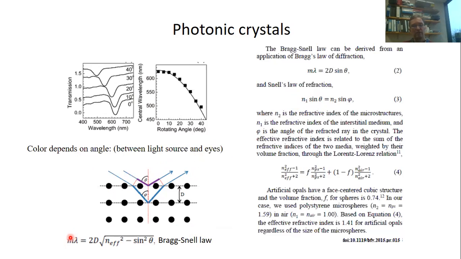photonic crystal. Okay, so we have m times lambda, where m is just again an integer number, is equal to 2 times d, whereby d is nothing else but the interplanar distance within the photonic crystal, times the square root of the so-called effective refractive index squared minus the sine squared theta. Okay, only if this condition is being fulfilled, then we will actually see light.